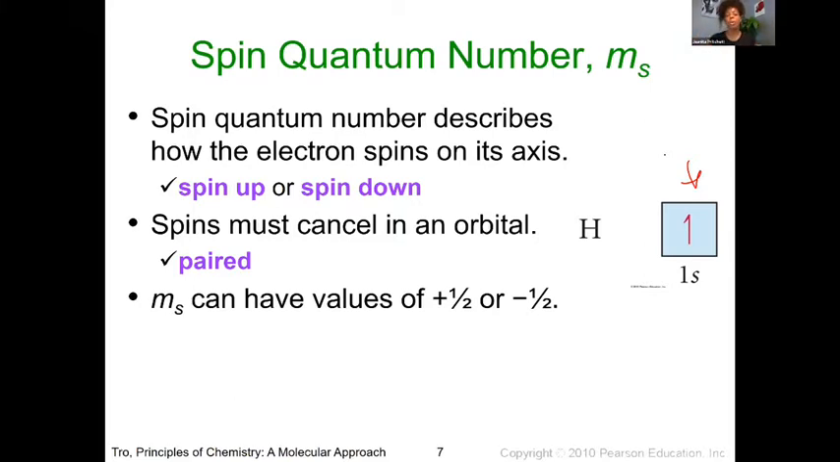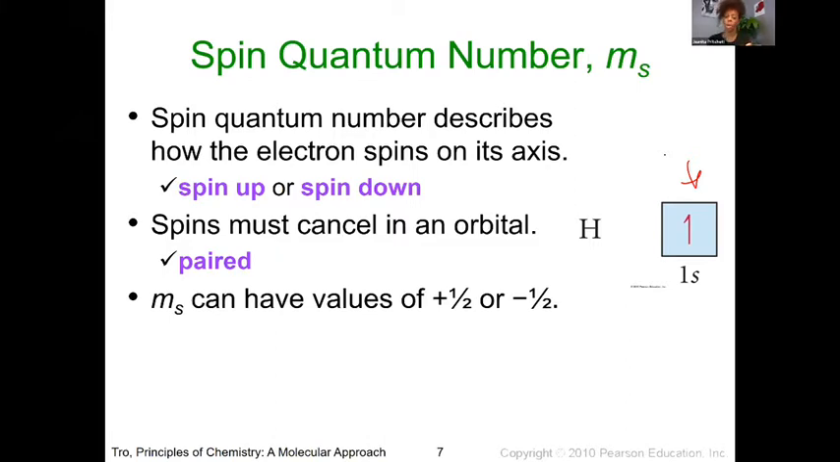If we have it going in the upward position, it gets the value of positive 1/2. And if we have it going in the downward position, it gets the value of negative 1/2. Now, that value is the last quantum number that we assign to an electron found within an atom. So remember, you have 4 quantum numbers.